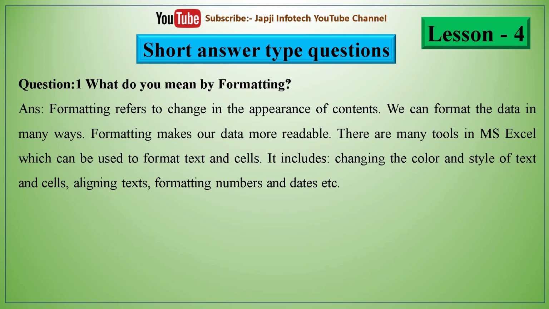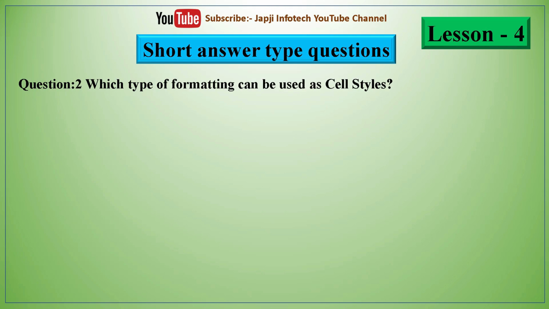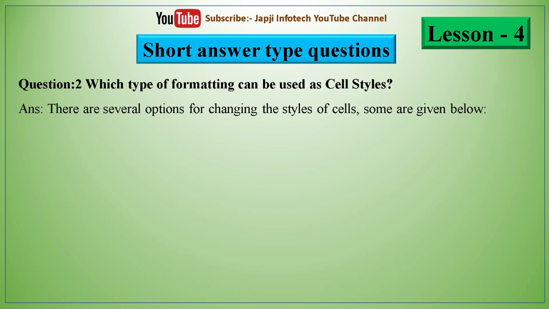It includes changing the color and style of text and cells, aligning text, formatting numbers and dates, etc. And the second one is, which type of formatting can be used as cell styles? So there are several options for changing the style of a cell. Some are given below. The first one is cell border.